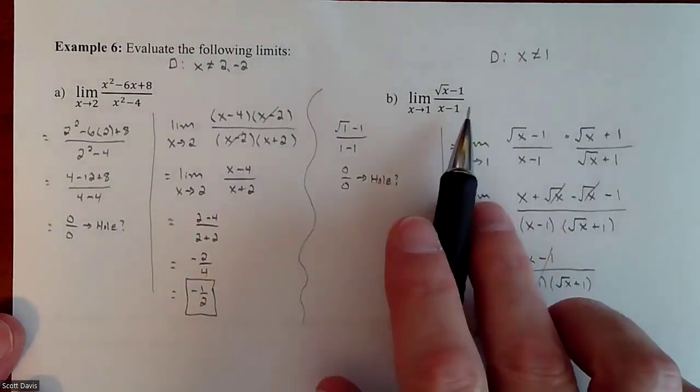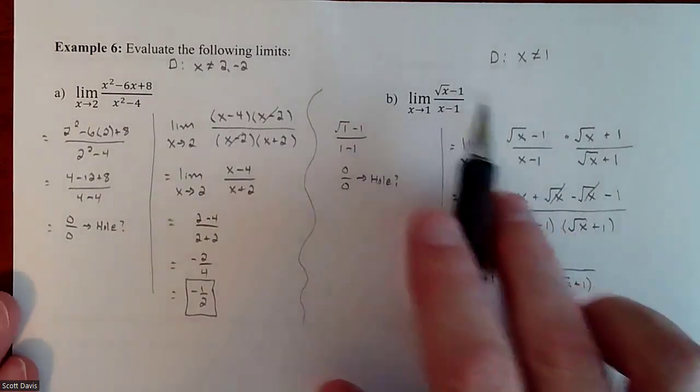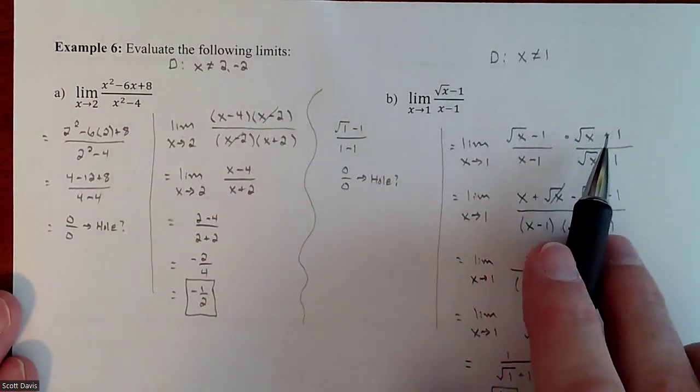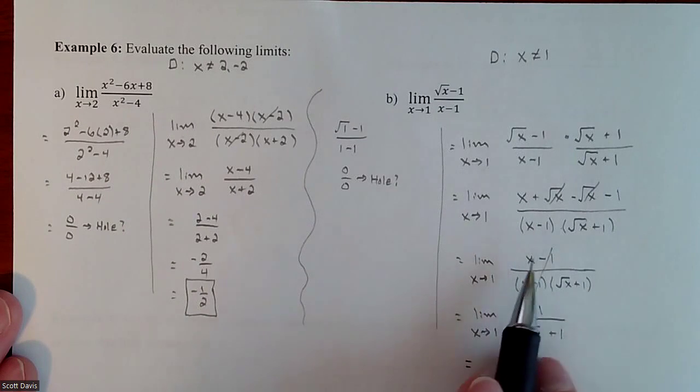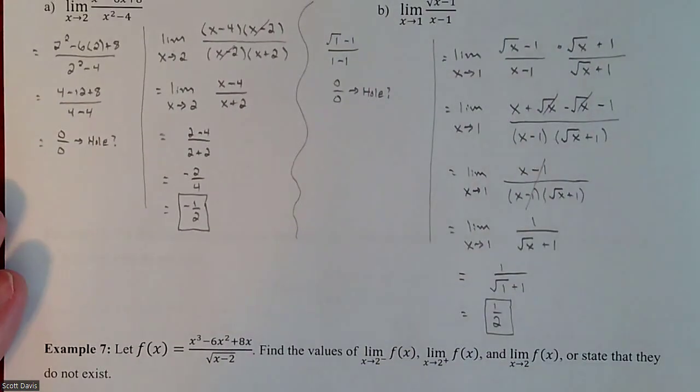And then here with square roots, again, it's not a guarantee it's a hole, but we're going to multiply out the conjugate and then simplify it, and then it's going to remove the problem, and we can go ahead and plug it in. All right, we'll do some more in the next video.